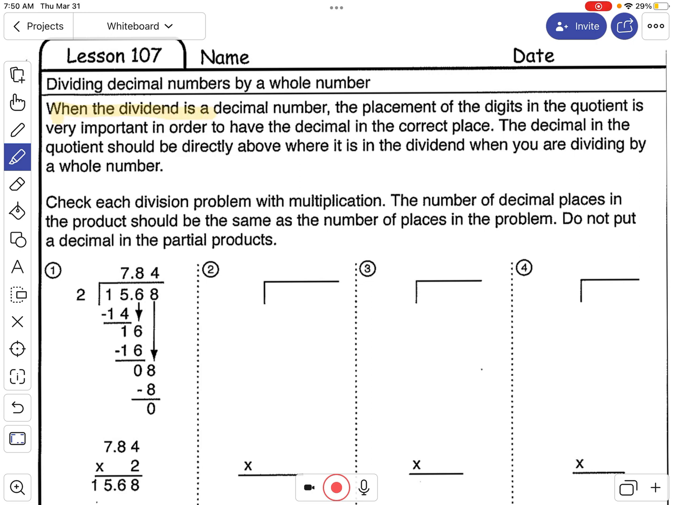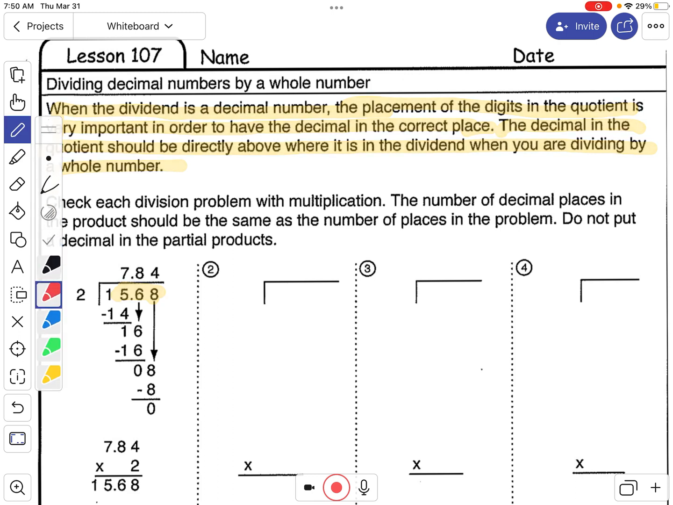When the dividend is a decimal number, this is the dividend right here, the placement of the digits in the quotient is very important. It's always been important in order to have the decimal in the correct place. The decimal in the quotient should be directly above where it is in the dividend when you are dividing by a whole number. What that's telling you is that this decimal point is going to go straight up above it. Keep it in the same spot.